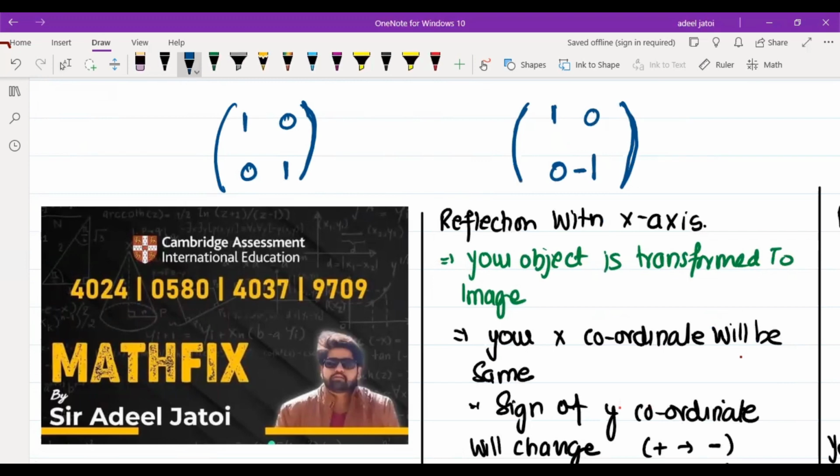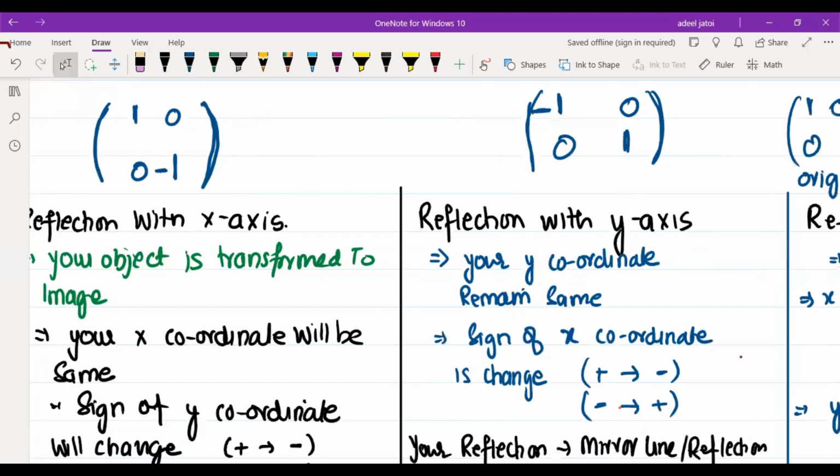1001 is the normal matrix for any coordinate. Your reflection in x-axis will become what? The x coordinate is same, but the sign of the y will change, so it will become 100 minus 1. Similarly, when you have reflection with y-axis, y coordinate sign is same, but the x coordinate sign is changed, so this will become minus 1001.